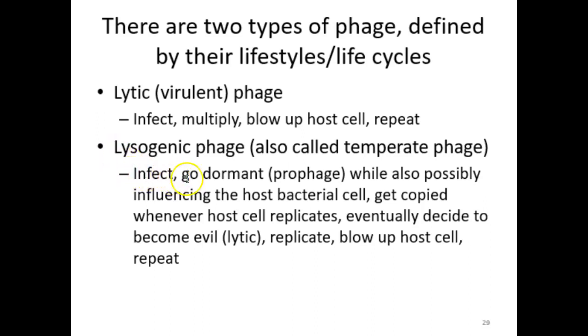They infect, and then they go dormant in a stage called the prophage. And while they're in there, they're generally thought to be, in some cases known to be, influencing the host bacterial cell. So they're essentially part of the host cell genome. Whenever the host cell copies itself through cellular replication, the prophage, which is the viral form at that moment, gets copied as well. And then something in the environment, maybe UV light or some other stressor or some signal, will trigger the phage that are hidden within the host genome to become evil again. They become lytic. And then that causes them to replicate, blow up the host cell, and repeat.